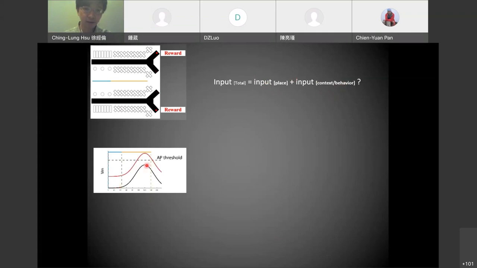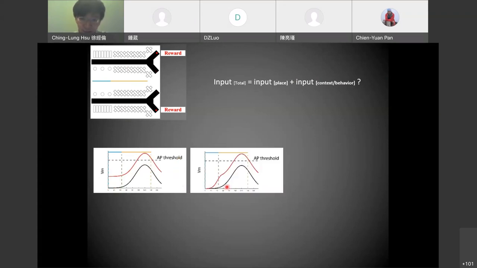At one extreme, you can see the result may be like this. There's the same pure spatial input with the same shape on top, adding on top of a context or behavioral dependent input. And it is only the context or behavioral input that will vary depending on what the initial cues or the behavioral context are. And then you have this differential crossing of the action potential threshold and therefore differential firing.